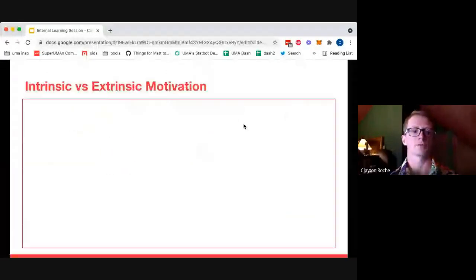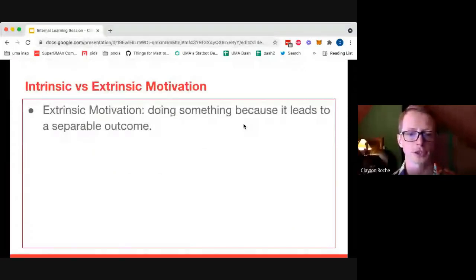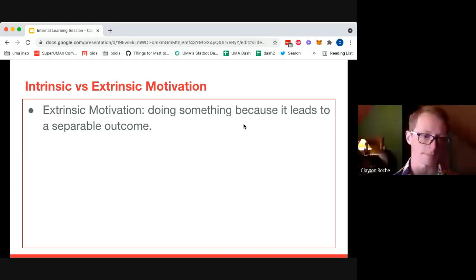Okay, so first, a definition of extrinsic motivation and intrinsic motivation. Extrinsic motivation is doing something because it leads to a separable outcome. Specifically, that means doing something because the outcome is more or less unrelated to the action, or at least to what you're getting from it. An easy way to identify that: would you be just as happy to receive that separable outcome without the action? If you would, it's probably an extrinsic motivation. The most obvious example of an extrinsic motivator is money, when in many cases people would be happy to accept the money without the task required to get the money.